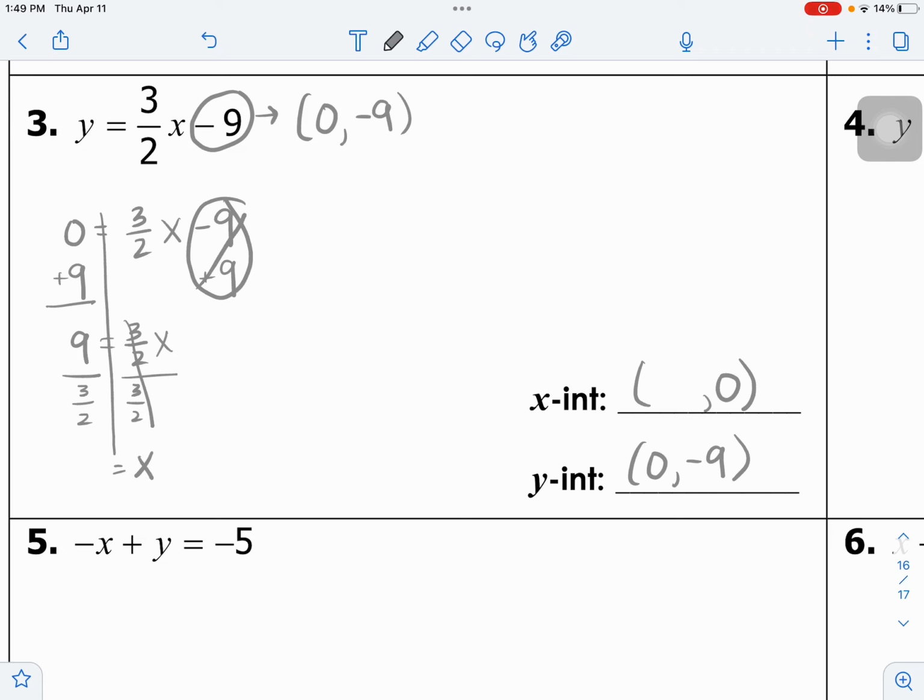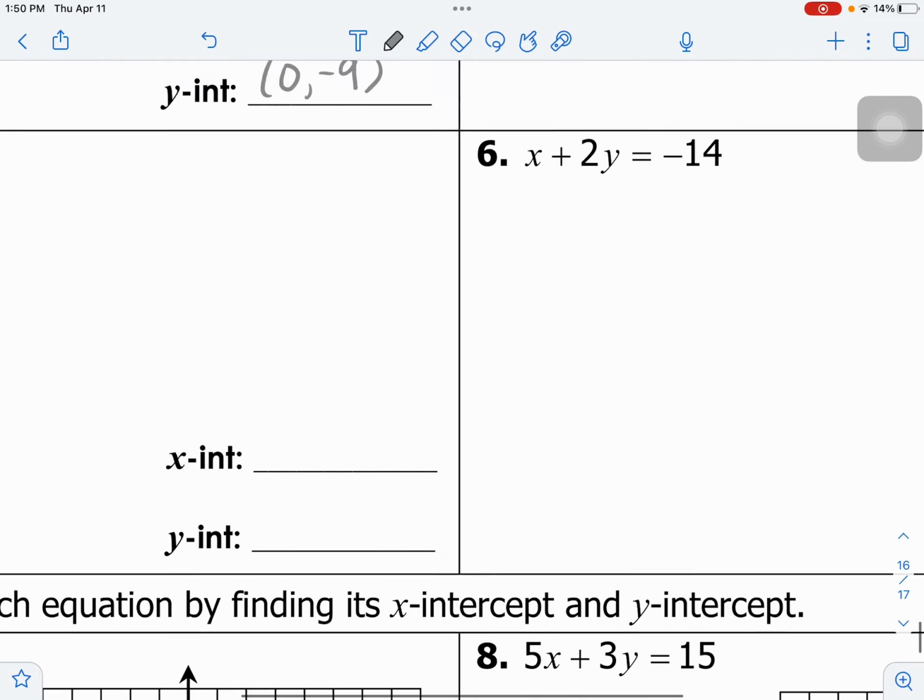Now over here, I'm going to have to do some fraction math. I'm going to have to do 9 over 1 divided by 3 over 2, which is the same as times the reciprocal, or flip it. So I've got 18 over 3. If I do 18 divided by 3, I get 6. So this is a whole number, and my x-intercept is 6. That was really fast. You remember, you can ask for help if you need it.